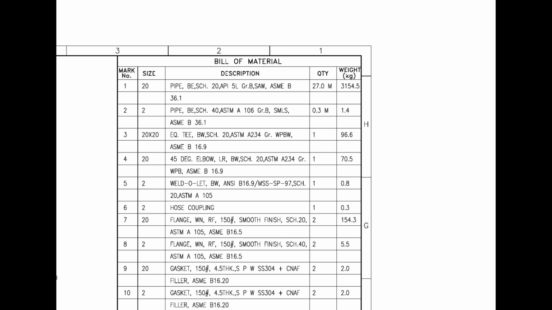Mark number 8 also is weld neck flange with raised face. Mark number 9 is spiral wound metallic gasket. Mark number 10 also is spiral wound metallic gasket. Mark number 11 is 28mm DIA, 159mm long stud bolt with two numbers each, nuts and washers. This item is an alloy steel made.